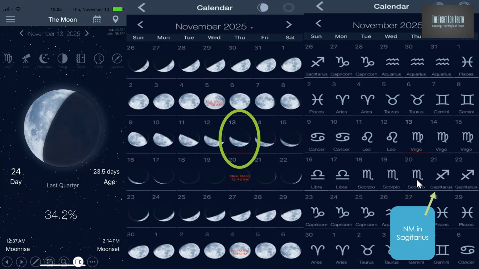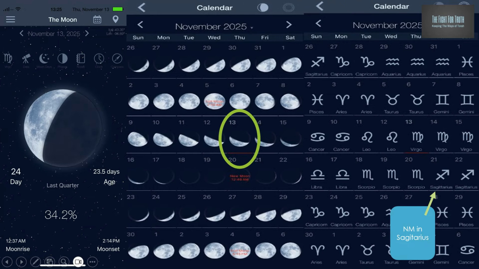Same thing here. We know that the new moon is on the 20th, but we're going to look at what it is at midnight, so we're going to scoot over a night. Let's take a look. On the 20th, the moon is going from Scorpio to Sagittarius. So in essence, the new moon is in Sagittarius at midnight, in the middle of the night. It's in Sagittarius for November 21st.